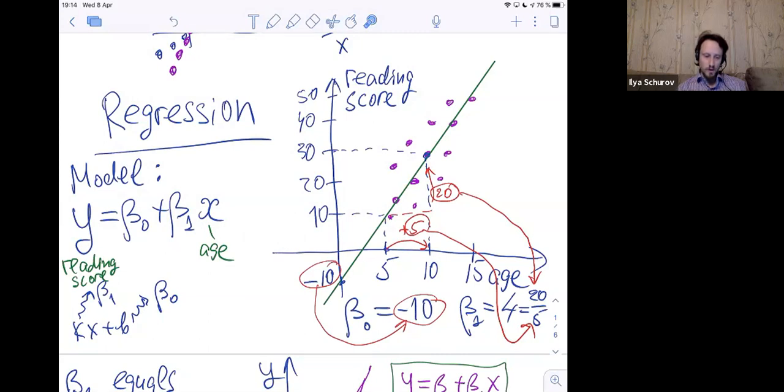Okay, let us discuss these values, this value 4 and this value negative 10. Let us start with this number 4. What is the interpretation of beta 1? How can we say, just in plain English without some fancy mathematical terms, what is the meaning of this number 4 for our problem? What is the interpretation for this beta 1?